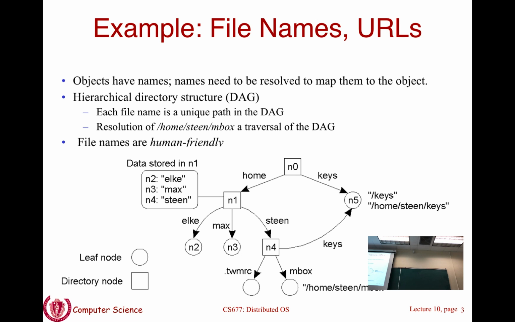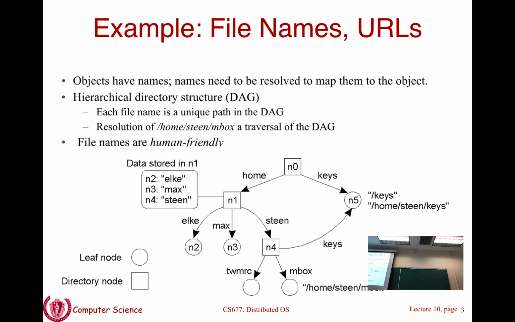What is shown here is a simple picture of the directory structure of a machine, where you might have a root directory. The root directory has two subdirectories called home and keys, and then in the home directory there are user directories, which are Steen and Max and so on. These are users on that machine, and within their home directories they might have files or other directories that they have created. That is the directory structure you might have on a typical machine.